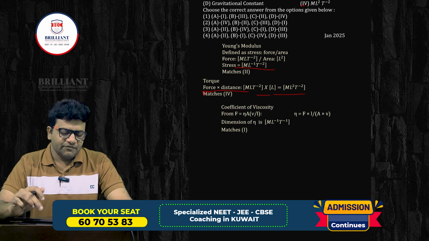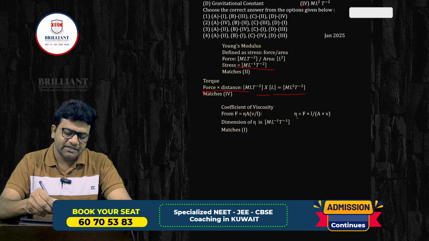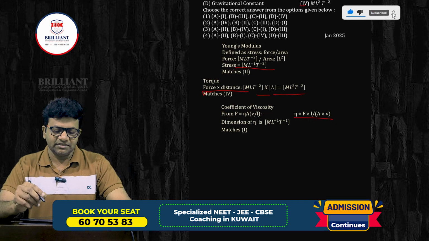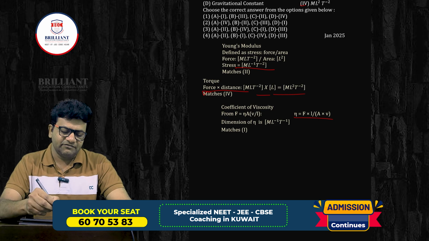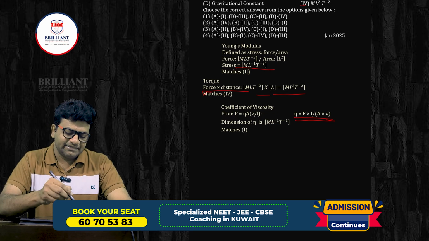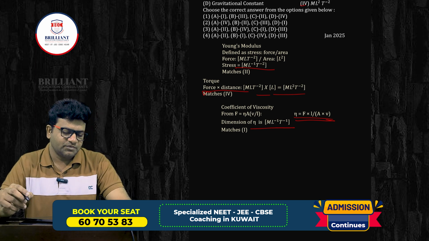Then coefficient of viscosity. The equation is F equal to eta A V by L. By rearranging, we get eta equal to F L by A V, where eta is the coefficient of viscosity, F is force, L is length, A is area, and V is the velocity. By substituting all these dimensions, we get the dimension of eta as M L raised to minus 1 T raised to minus 1. So it matches with the first option.